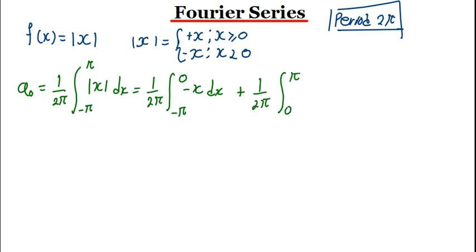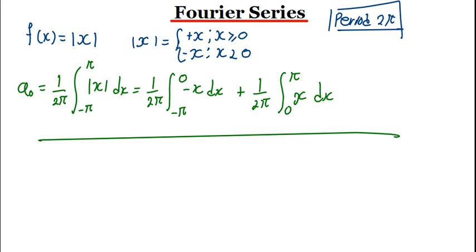I'm still within the same interval. I'm still moving from minus pi to positive pi, okay? So in this case now it's going to be what? Positive x dx, like that. You can choose to do this, it is practically okay, but here is how you can simplify your work for yourself.